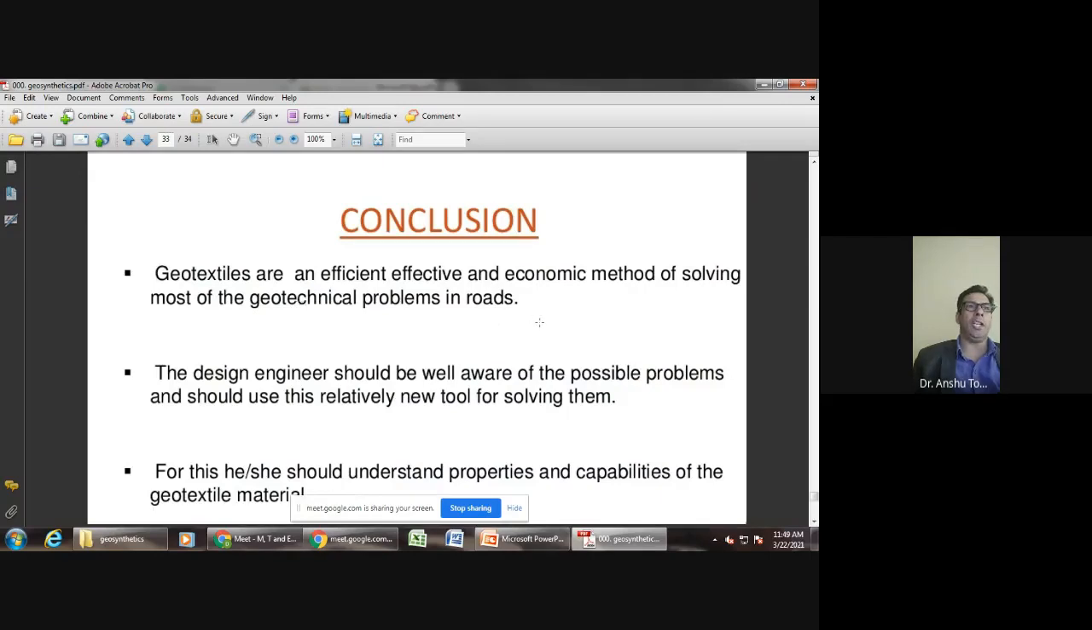Geotextiles are an efficient, effective, and economic method of solving most of the geotechnical problems in roads. A new tool for solving them. So you have to customize the new tool, that means you can customize your geotextile for the use of your project. That is the purpose of a design engineer or a site engineer.